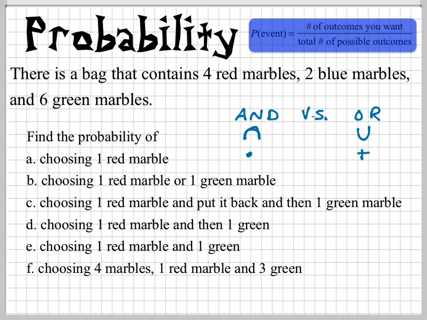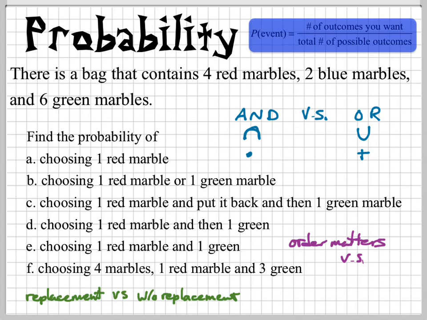You have to know the difference between replacement and without replacement. This is whenever you have two events happening. Sometimes one event affects the outcome of the other event, and sometimes they don't. You also need to know when order matters versus when order doesn't matter.